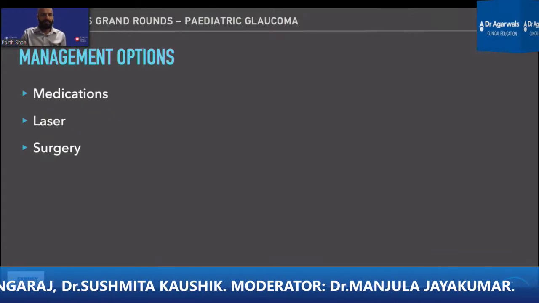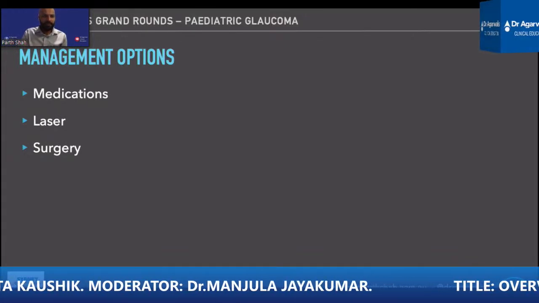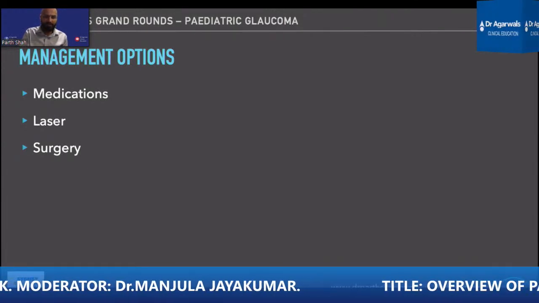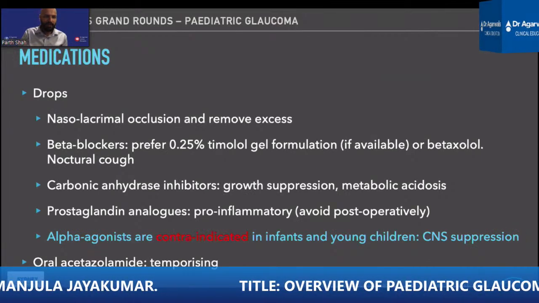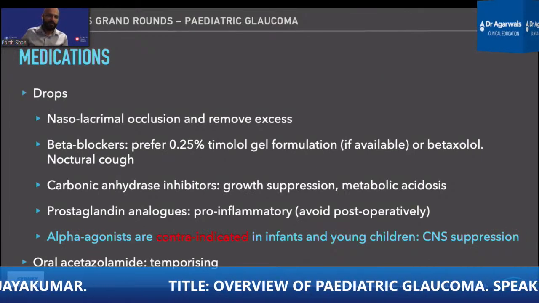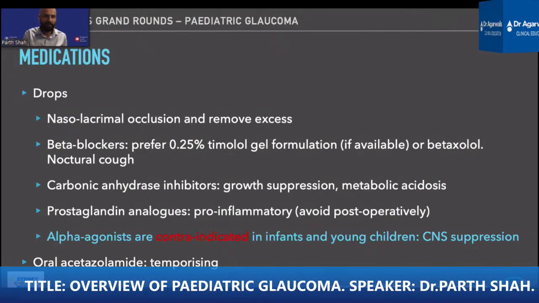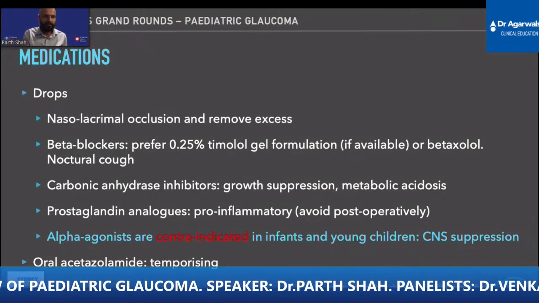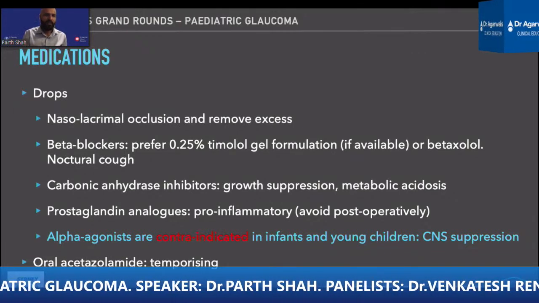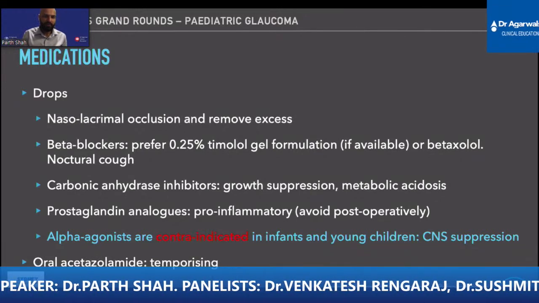So now to run through some of the management options for pediatric glaucoma. As with adult glaucoma, we can do medications, laser, or surgery. In terms of the medications, we have eye drops. It's important in children to reduce systemic absorption through nasolacrimal occlusion and removing excess drops. The main drops that we prefer are beta blockers in a low concentration, such as 0.25% timolol.